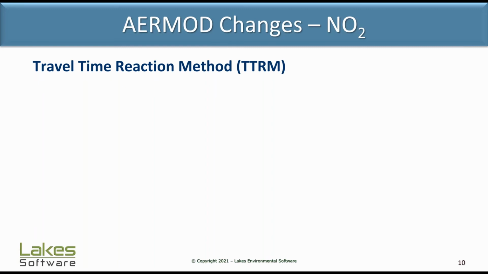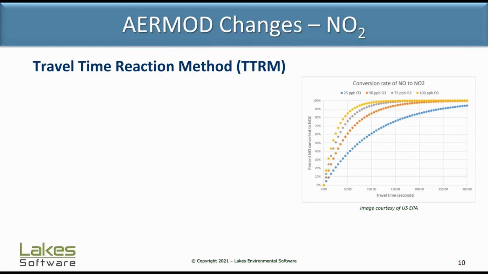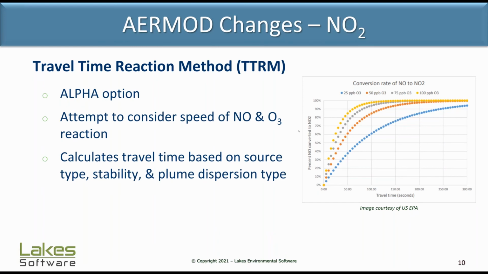The first is the travel time reaction method, which takes a look at the speed of the NO and O3 reactions in the ambient environment. As this graph shows from one of the EPA's modeling white papers, the conversion rate of NO to NO2 can be undergone at shorter time periods as more ozone is available for reaction. With lower ozone concentrations in the ambient environment, we see a slower reaction time rate and faster times for higher levels of ozone. So this option is attempting to consider the speed of that reaction.